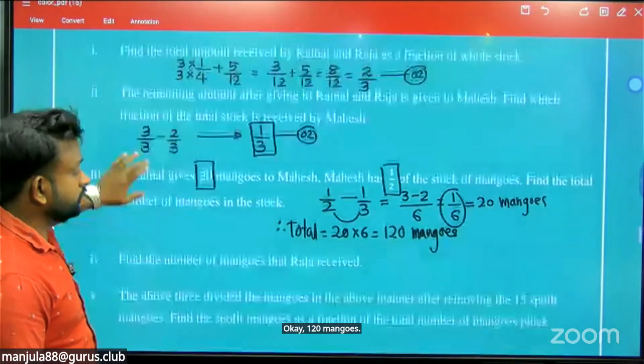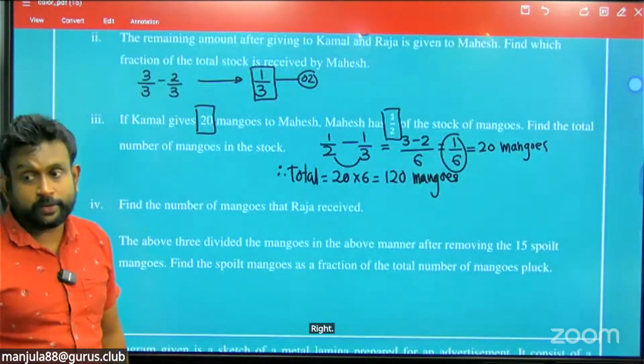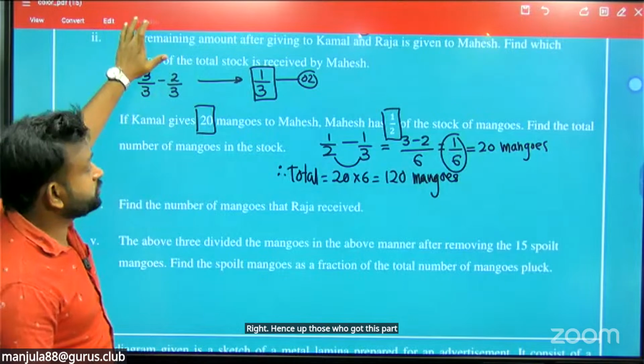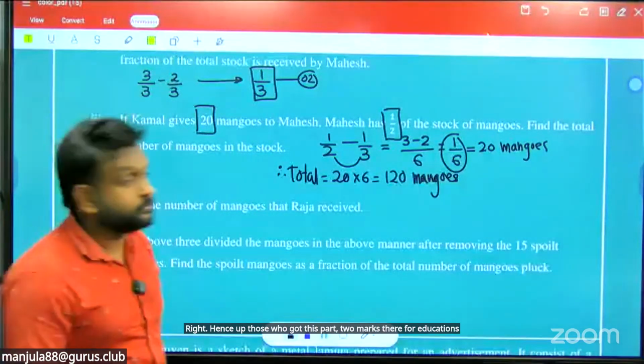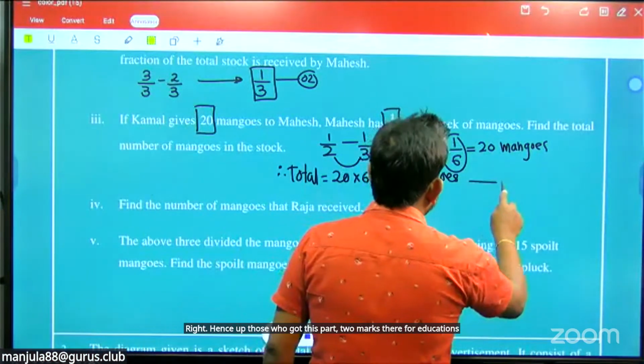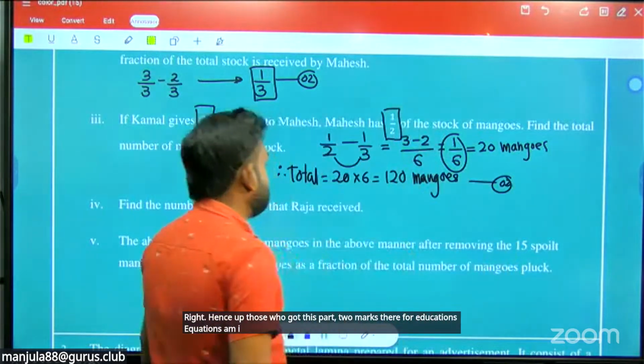Right. Hands up those who got this part. 2 marks there per each question. This is very good, right? Equations are what you need to develop in your head. Right.